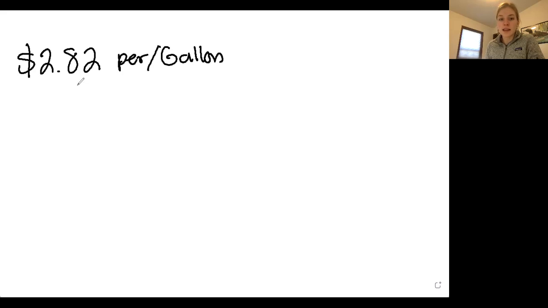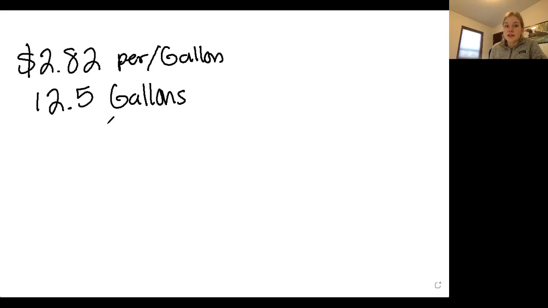of gas. And let's say that we need 12 and a half gallons of gas because we're almost out. Okay, so I would be able to find out how much money I owe at the end of my time at the gas pump if I multiply these two numbers together. So 2 and 82 hundredths times 12 and 5 tenths will let me know how much money I owe.